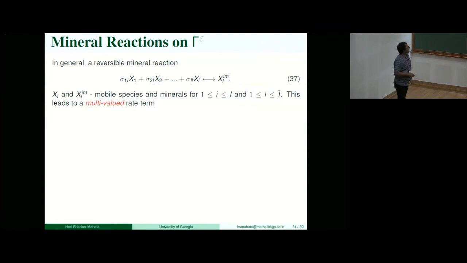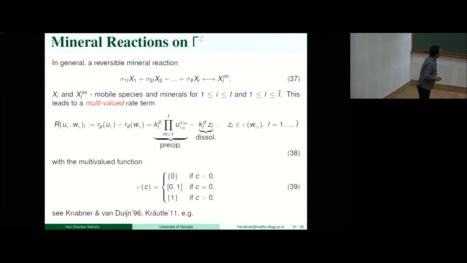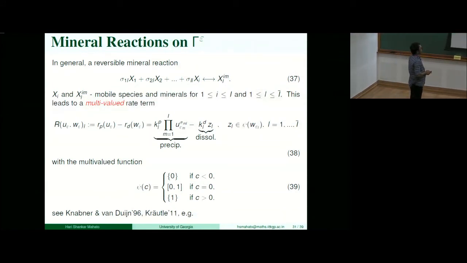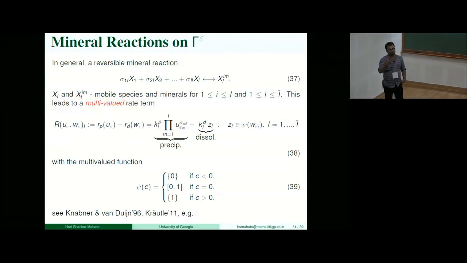All right? And from a very well-known modeling technique of Knabner and Van Duijn, they say that the dissolution especially is modeled by some multi-valued functions. So we are saying that when there is some kind of substance present at the interface, the dissolution rate will be constant. So the dissolution will take place always. But when there is no substance present, or when the concentration is less than 0, which is practically not possible, we assume that the dissolution rate is 0, and when it is 0, then it lies between 0 to 1.